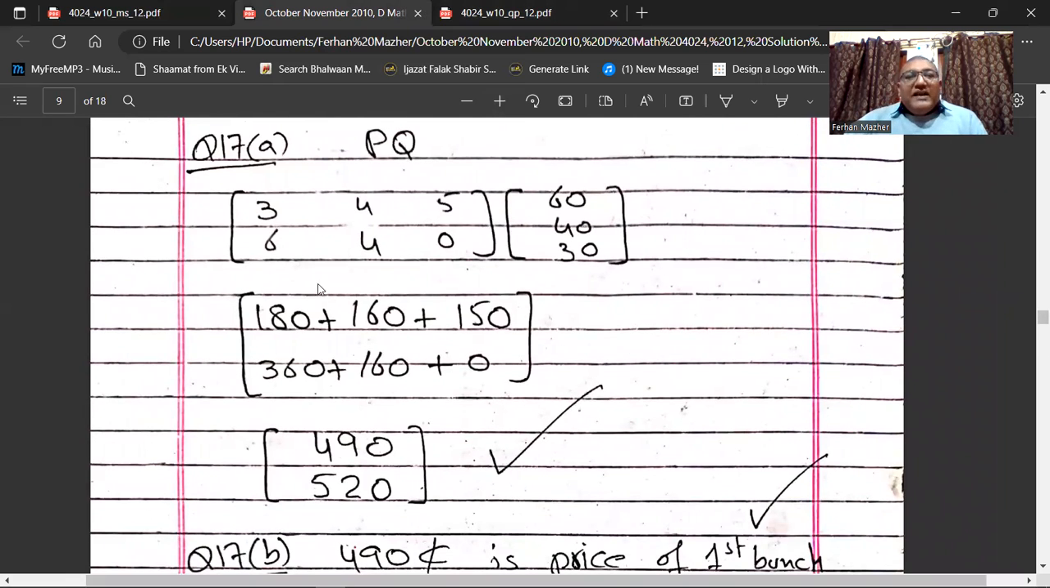So 3 multiplied by 60 is 180, plus 4 multiplied by 40, that's 160, plus 5 multiplied by 30, that will be 150. Then the second row will multiply. So 6 multiplied by 60 is 360. 4 multiplied by 40, that's 160. 0 multiplied by 30 will be 0. So add these three, you get 490, and add these three, you get 520. So this is the price of the first bunch, and this is the price of the second bunch.